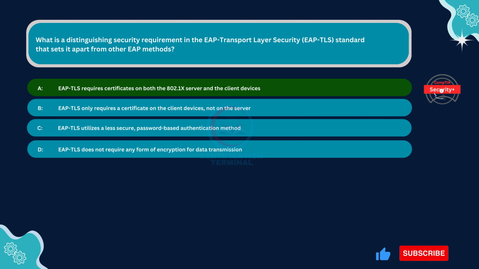This ensures mutual authentication between the server and the client, enhancing security by preventing unauthorized access and man-in-the-middle attacks. The use of certificates on both sides verifies the identities of both parties, establishing a secure connection. Option B is incorrect. This statement is incorrect.